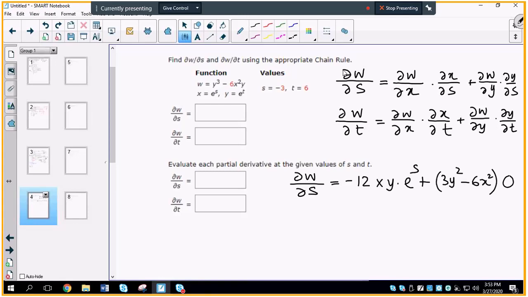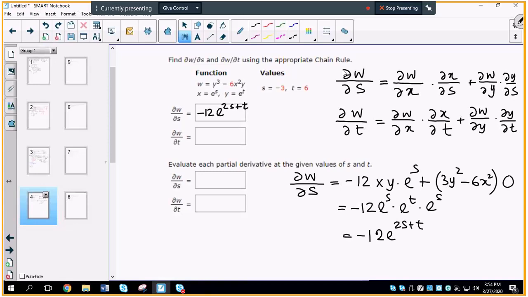Which means your term is going to be minus 12. Think about x, x is e to the power s. Think about y, y is e to the power t, times, you had this e to the power s previously, and then that is your final answer once you have combined the e to the power s terms. So you get minus 12 e to the power, see I have two s's and one t, so I'm going to write e to the power 2s plus t. So that will be your answer, minus 12 e to the power 2s plus t.